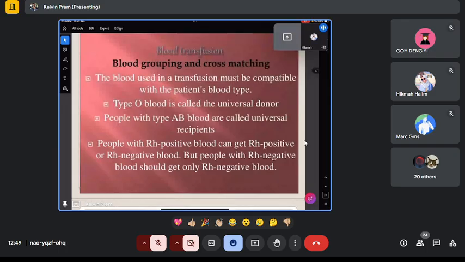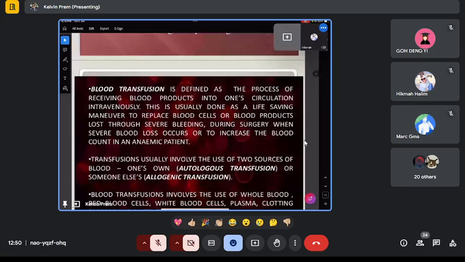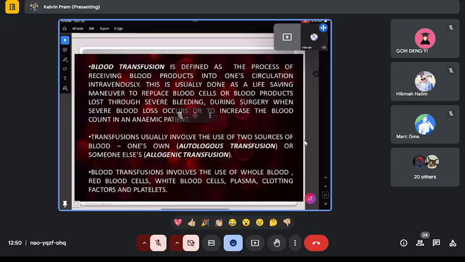The blood used in transfusion must be compatible with the patient's blood type. Later we will look at what happens if it's not compatible. As I mentioned just now, O blood is called the universal donor, and AB are universal recipients, meaning they can receive A blood, B blood, and also O blood. Here they've mentioned that patients with rhesus positive can get positive or negative rhesus, but those with negative should only get negative rhesus. Basically, this is following back the same definition.